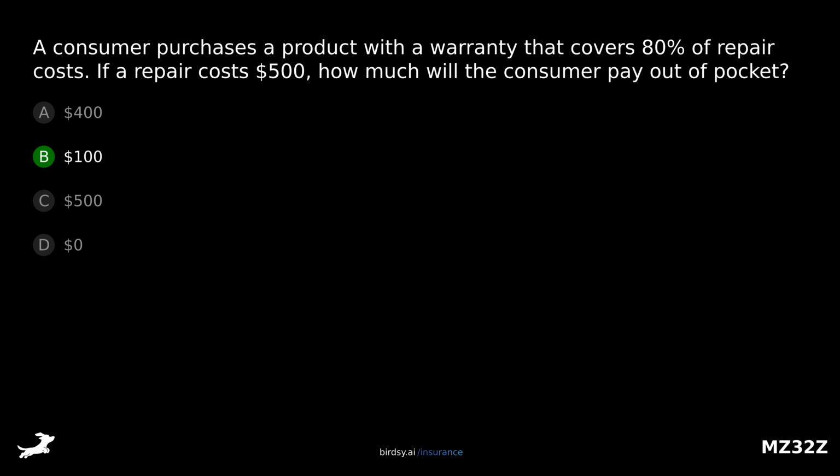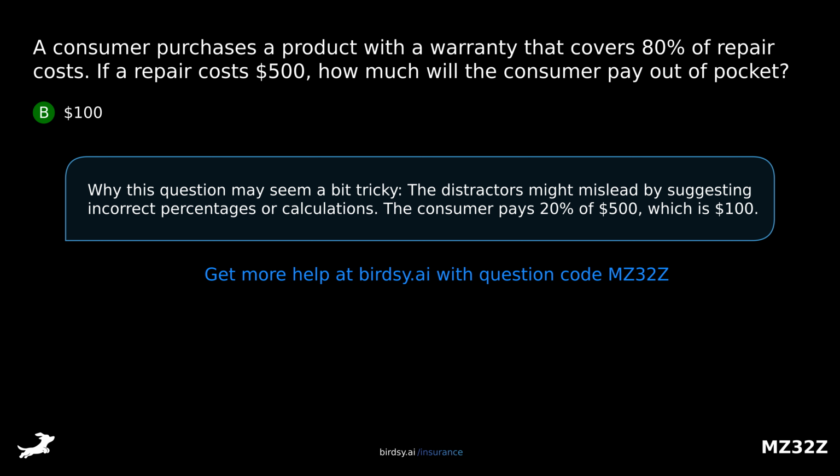Why this question may seem a bit tricky. The distractors might mislead by suggesting incorrect percentages or calculations. The consumer pays 20% of $500, which is $100.